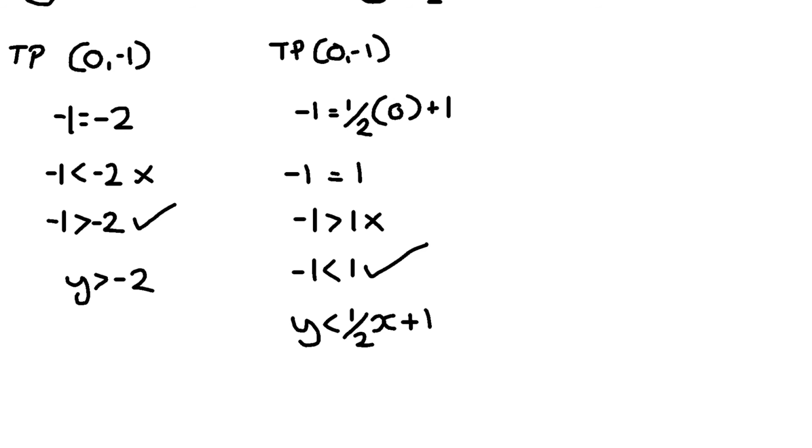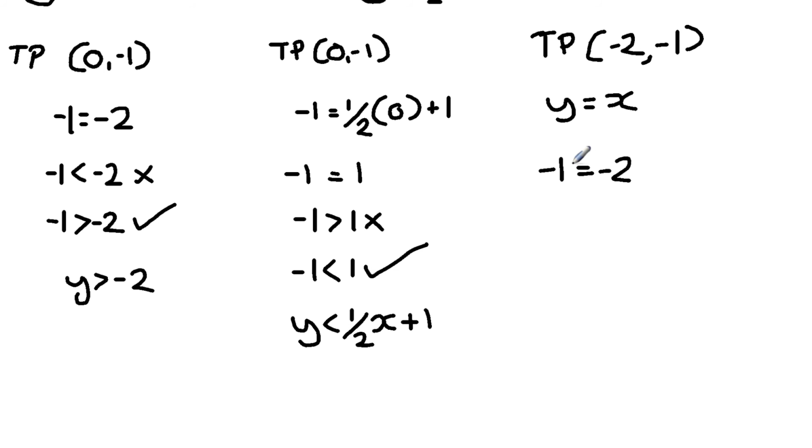Now let's have a look at line C. Again, for my test point, I'm going to select minus 2 and minus 1. So y equals x. Now, minus 2 is x and minus 1 is y. So I'm going to substitute these values into this equation. So minus 1 equals minus 2. Now I'm going to replace the equal sign with either greater than or less than. I'm going to start off by replacing it with less than. Minus 1 less than minus 2.